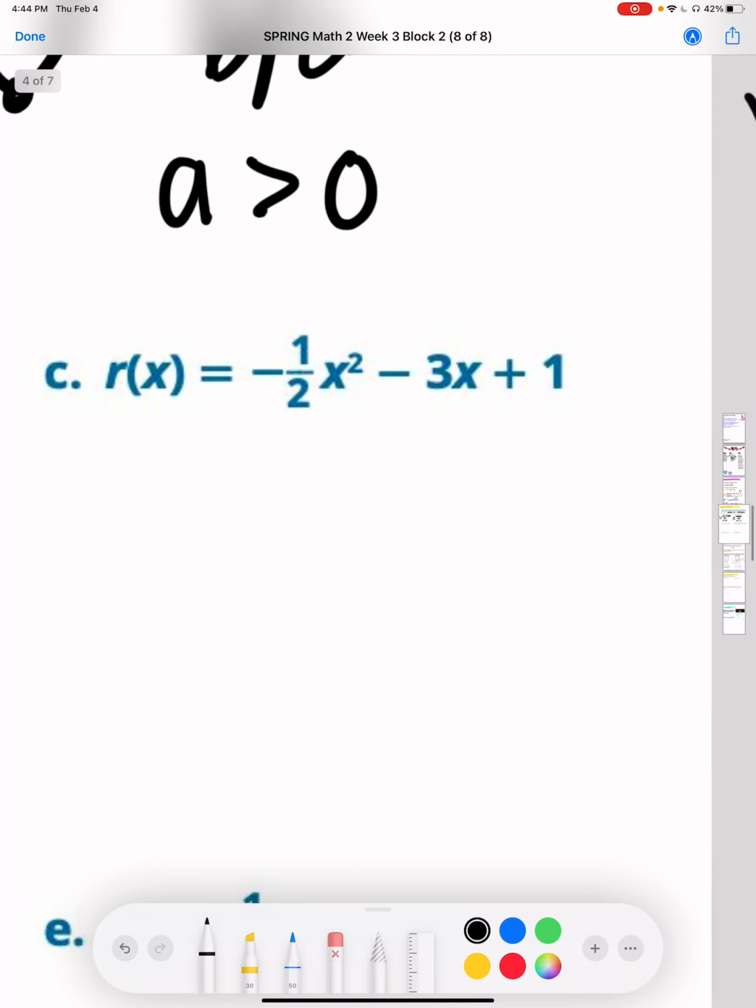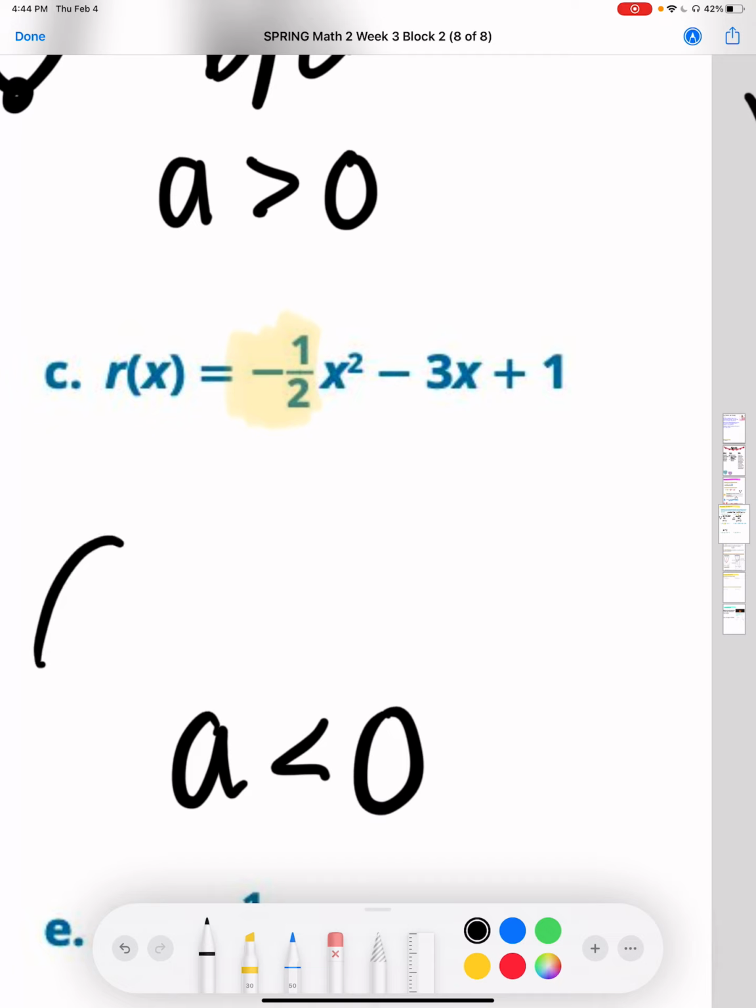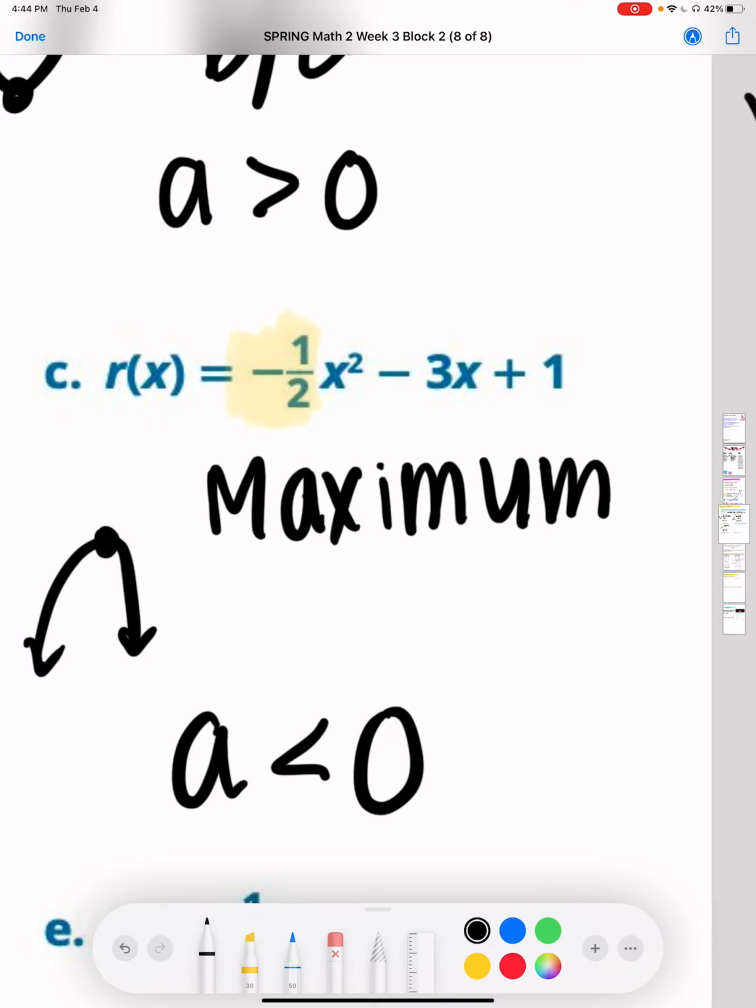For C, this one's also in standard form. Look at your a value, the leading coefficient in front of x squared. This one is negative, so a is less than 0. That's just an easy way of saying it's negative. And because it's negative, that means the graph is concave down. We have a maximum. So for this one, we have a maximum because a is less than 0.